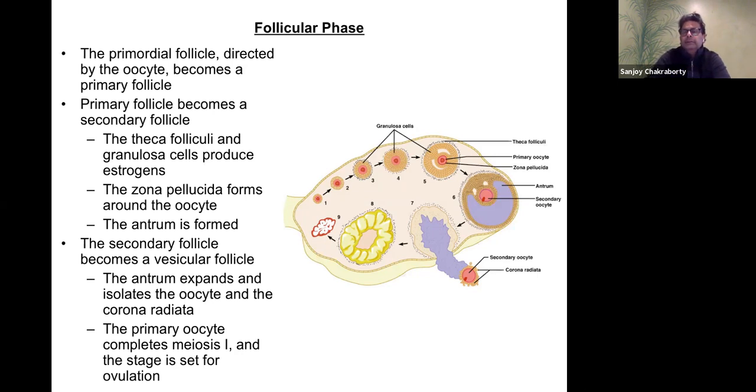This Graafian follicle is going to release the egg. This process is called ovulation. That is where you need the LH.